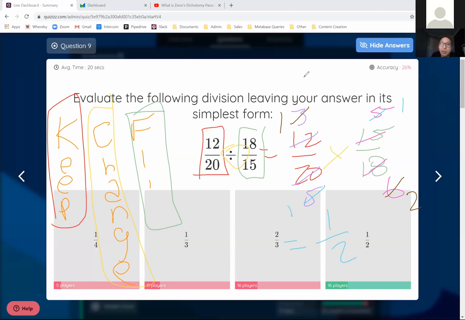So this is probably one of the hardest fractions questions you're going to get in year 7. But now you know how to do it. Okay, so let's keep moving.